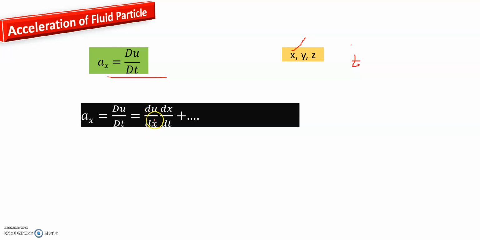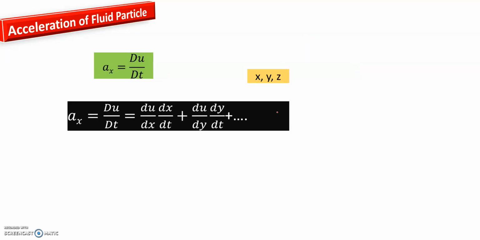The horizontal velocity depends upon x and x depends upon time. So I can rearrange this equation as du by dx into dx by dt. Similarly, I can show the relation between y and z. So see here how we are rearranging that equation again: du by dx into dx by dt plus du by dy into dy by dt. Now if I want to show this depends upon z also, I can add du by dz into dz by dt.